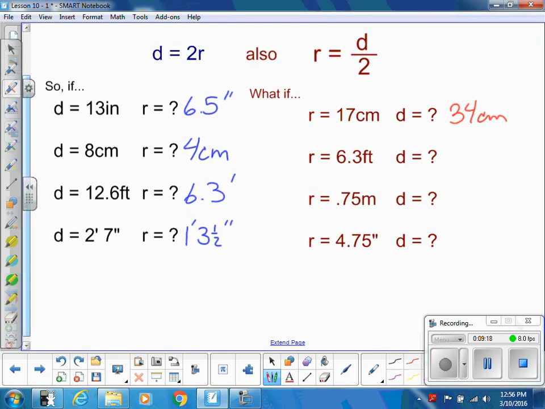If the radius is 6.3 feet, the diameter is 12.6 feet. A 0.75 millimeter radius would be 1.5 millimeters as a diameter, and 4 3/4 would be 9.5 inches for a diameter. Okay? The radius and diameter is a very simple conversion. Cut it in half to go from diameter to radius, multiply it by 2 to go from radius to diameter.